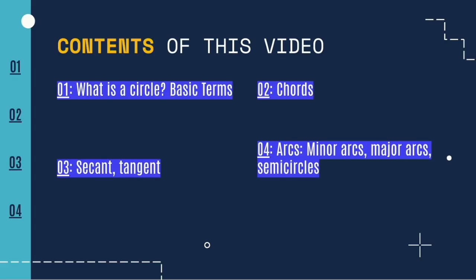A few topics that we will be talking about: first, what is a circle and covering some basic terms. Secondly, chords, which are things like diameters. Thirdly, we will discuss secants and tangents. And finally, we will talk about arcs, specifically minor and major arcs and semicircles.